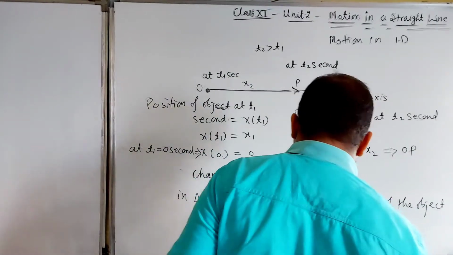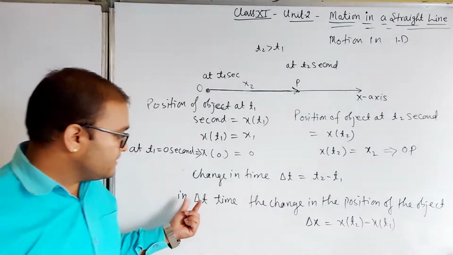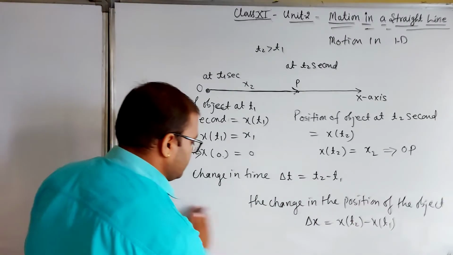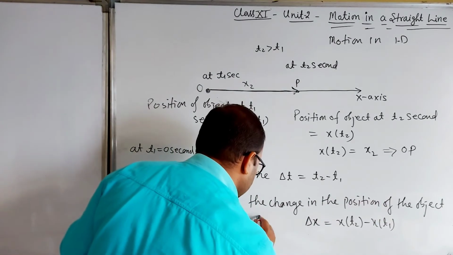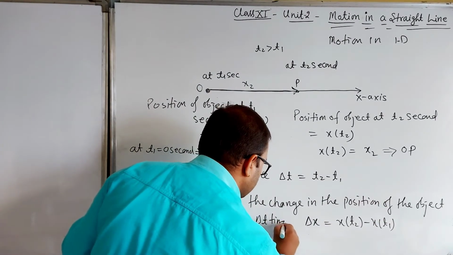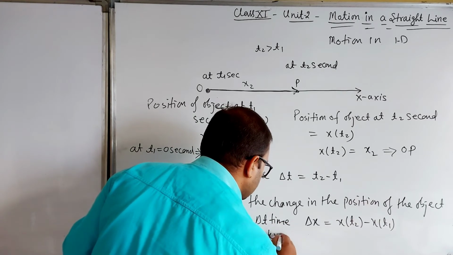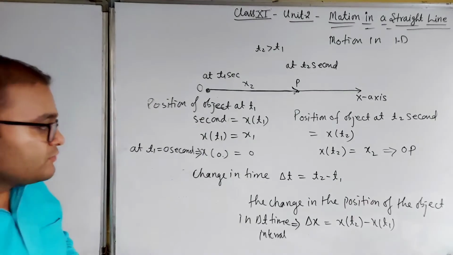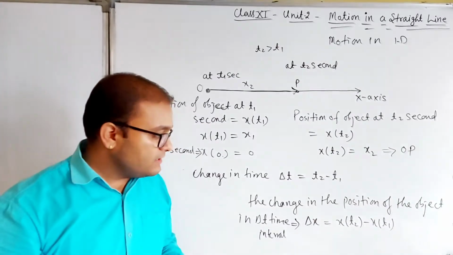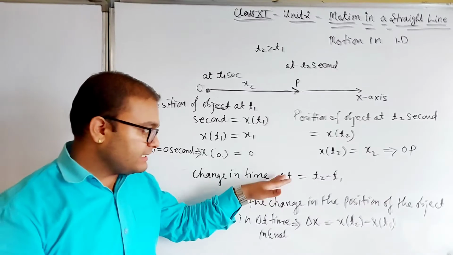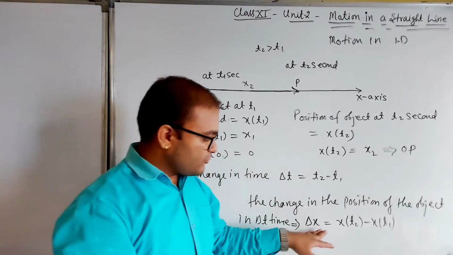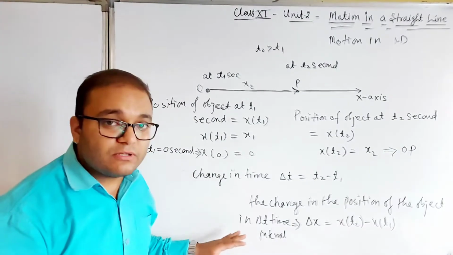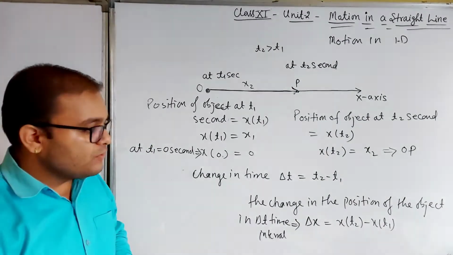Then this is in delta t, the change in the position of the object. We can write the change in the position of the object in delta t time interval. Okay, so this change will be delta x equal to x(t2) minus x(t1). So what will be the change of the object in 1 second? Suppose in delta t time, the change in position of the object is x(t2) minus x(t1) in delta t time.